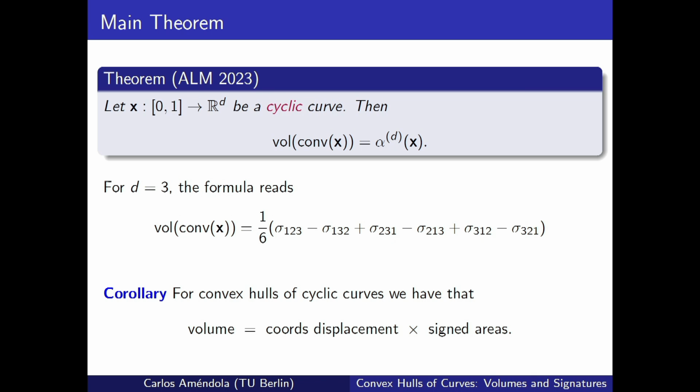And a nice corollary, so I don't have time to tell you precisely what it is, but a nice corollary of this interpretation in terms of signature is that the volume can actually be written as some displacement times signed areas. So these kind of Levy areas that we had in 2 dimensions. So this is always true for any dimension. So that's one of the nice things that come from the signatures.